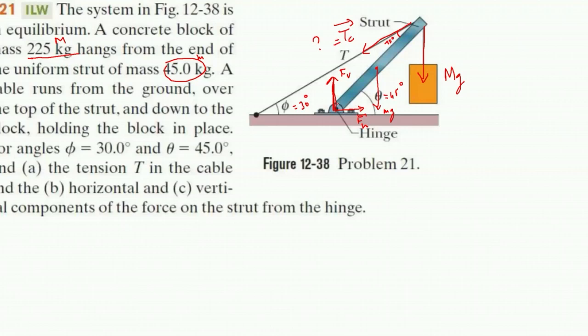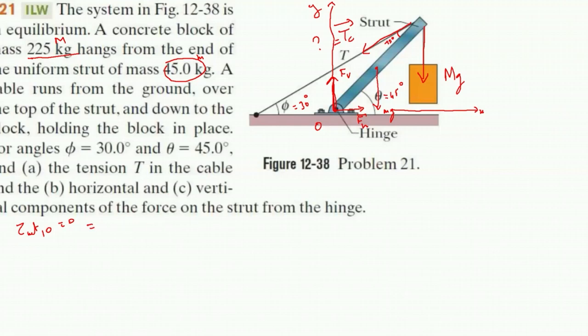Now, what do we do? Of course, we want TC. I will put my axis of rotation here. This will be my x-axis, and this will be my y-axis. So I will apply net torque around O equal to 0. Now let's get the net torque. Of course, the net torque of this FH and FV is equal to 0.